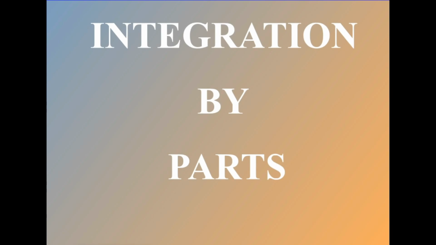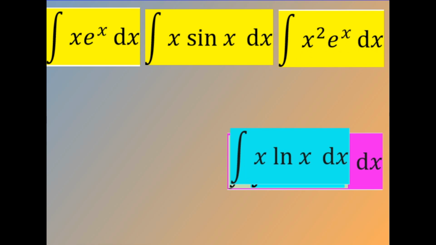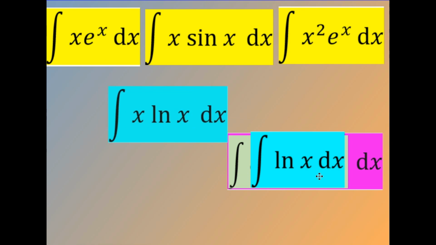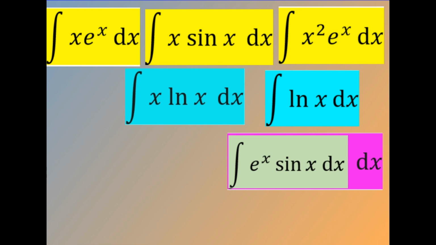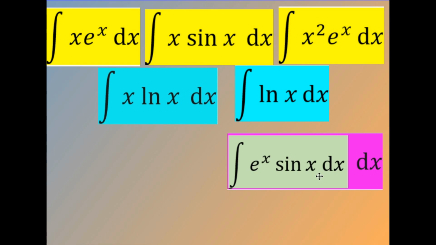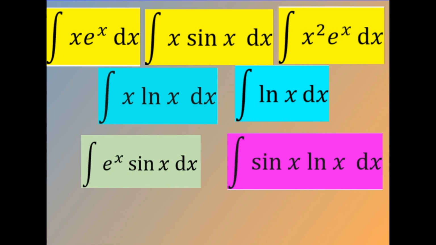First, we'll look at all the different types of examples. We start with x multiplied by a trigonometric, x multiplied by an exponential, and x squared multiplied by an exponential. Also, we have x multiplied by a logarithmic function, and the logarithmic function on its own. And finally, an exponential multiplied by a trigonometric function.